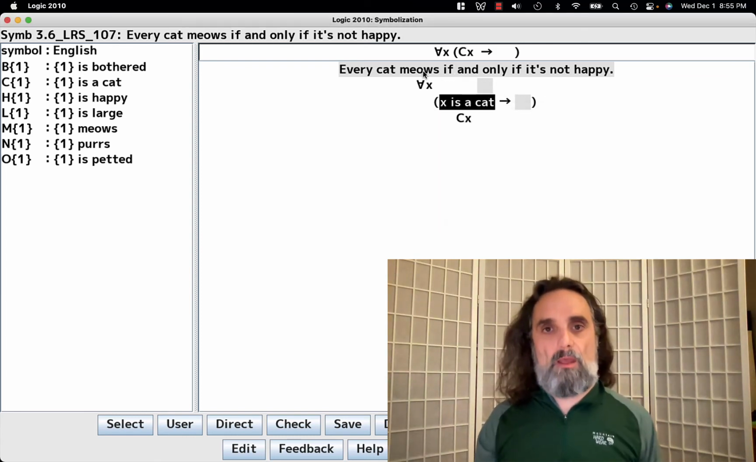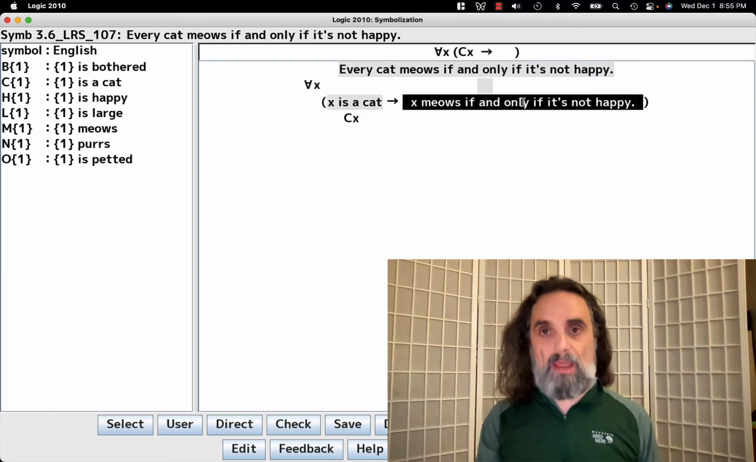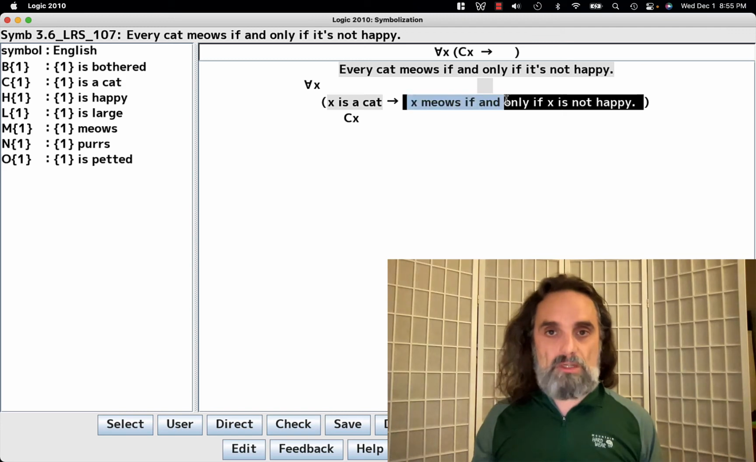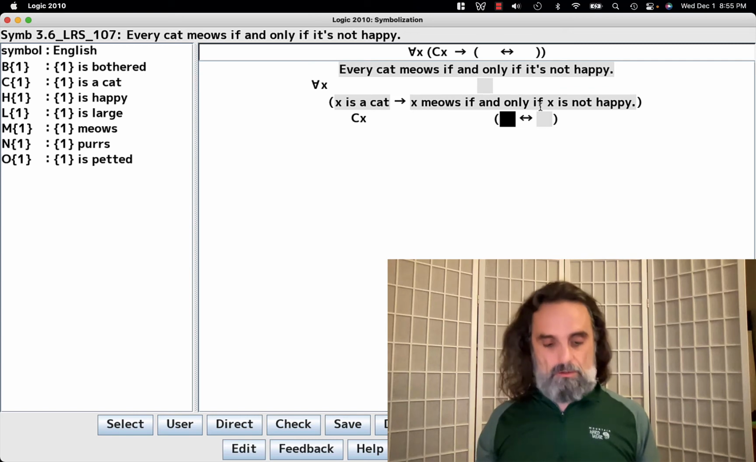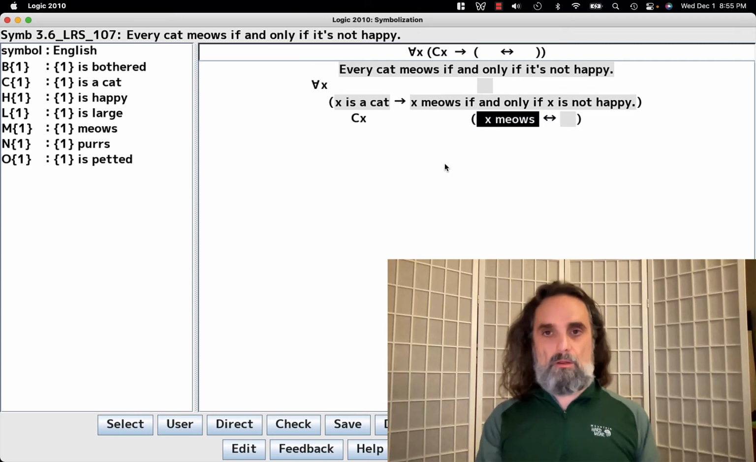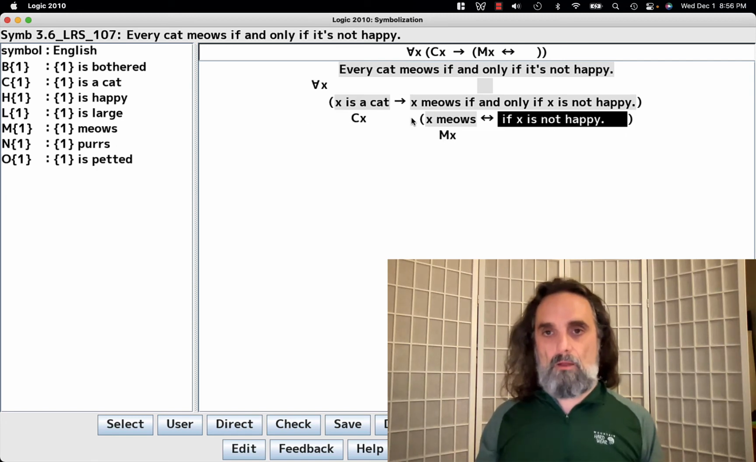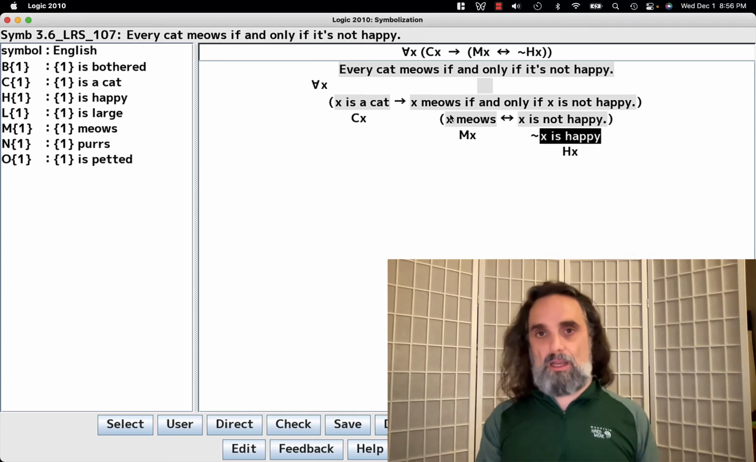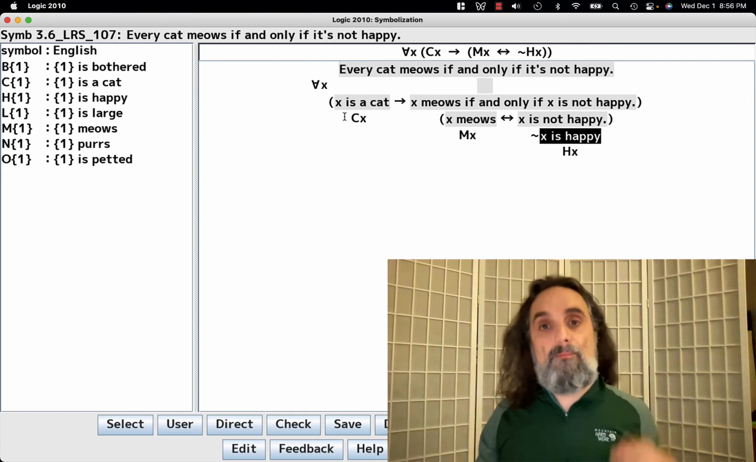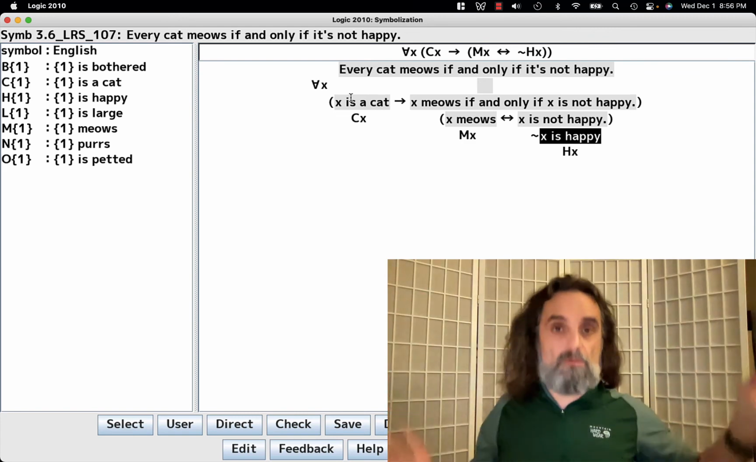And this is the rest of it. That's our verb phrase, and the verb phrase goes in the consequent: x meows if and only if x is not happy. Okay. How do we symbolize this? Well, it's if and only if. That's a biconditional. So for the biconditional, we'll put x meows on one side, and that's just Mx, and we will put x is not happy on the other side. x is not happy, that's the negation of x is happy, and that's ¬Hx. And there we go. Again, this looks like, whoa, there's a biconditional. How do I handle it? Just the way we handle all the other complex verbs.